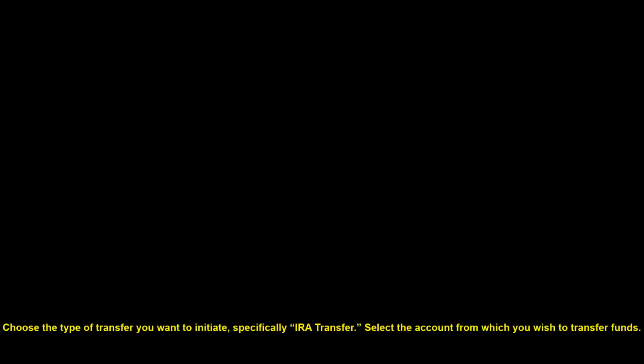Click on the Transfer option under the Accounts drop-down. Select Transfer Money from the available options. Choose the type of transfer you want to initiate, specifically IRA transfer. Select the account from which you wish to transfer funds.